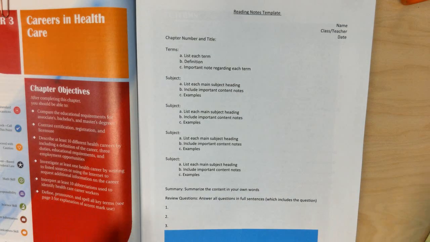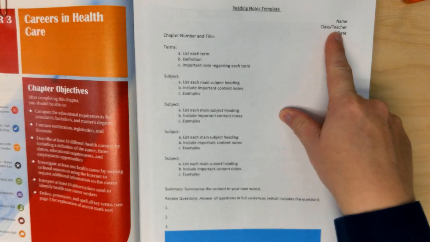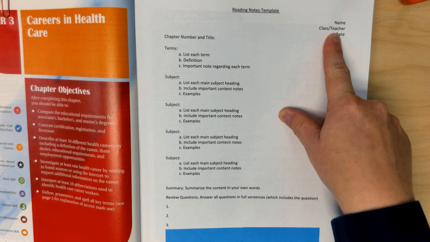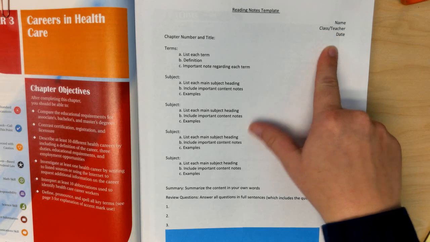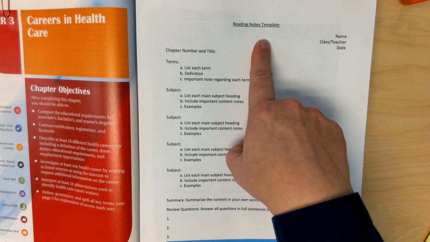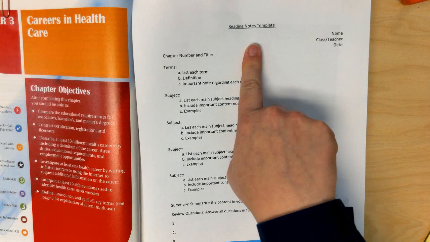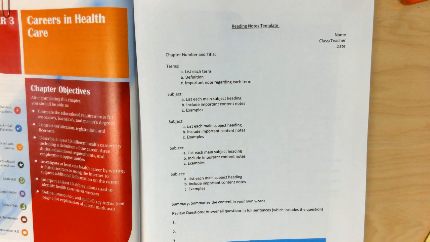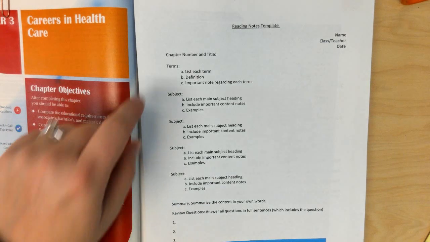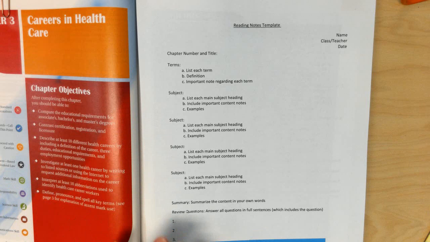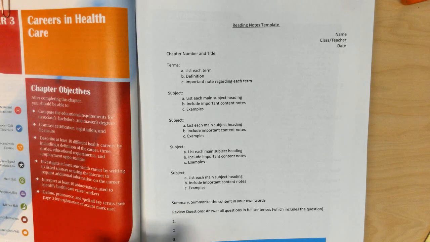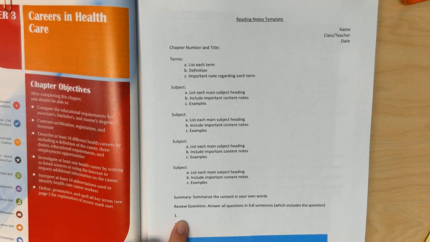This should be handwritten. Make sure on the top right you have your name, which class you're in, you guys are in Allied Health 1, and the date that you're doing them. And you'll write reading notes, chapter 3, up at the top. Now, there are different sections to this: the terms, then you have subjects, and then you have your summary, and you have review questions.